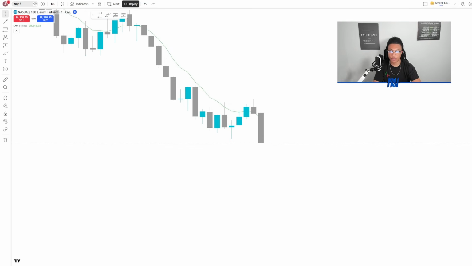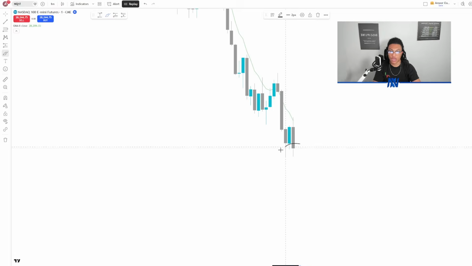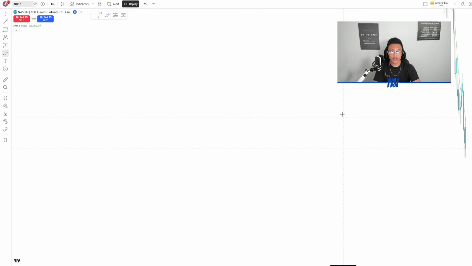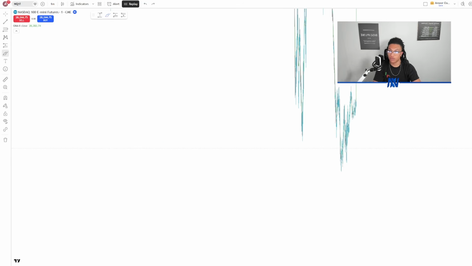So let's go ahead and wait for that rejection candle, but to the downside this time. And do we get it right here? Yes, we get it right here. So now what we're going to do is go ahead and look for any support areas. And yes, we actually do have a support area right here.